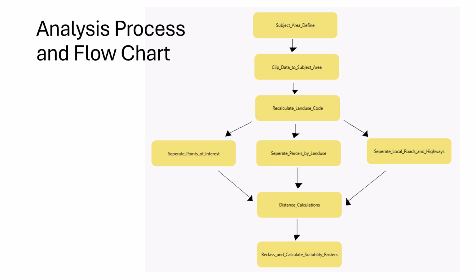Also, here's just a quick look at the flow chart. First I define the subject area, then I clip the data that I have to the subject area. I recalculate the land use code. I guess I'll just talk about that now.